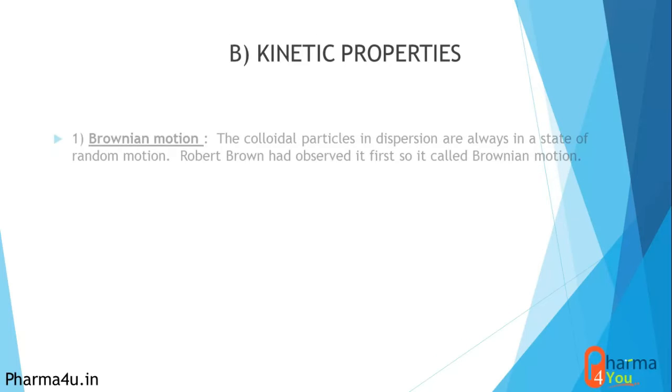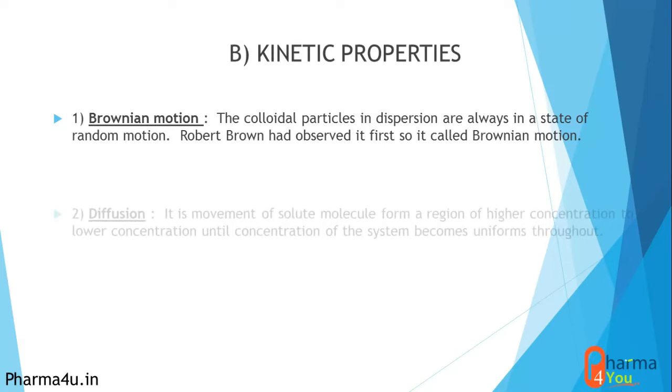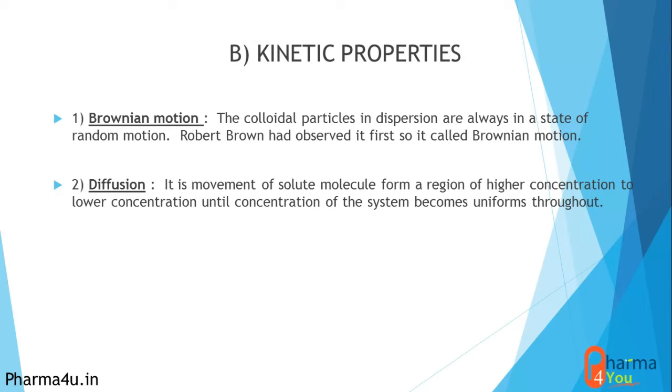Now, kinetic properties. As we all know, kinetic means the movement or motion of a particle, starting with Brownian motion. The colloidal particles in a dispersion are always in a state of random motion. Robert Brown observed it first, so it is called Brownian motion. Brownian motion is the movement of particles in a dispersion.